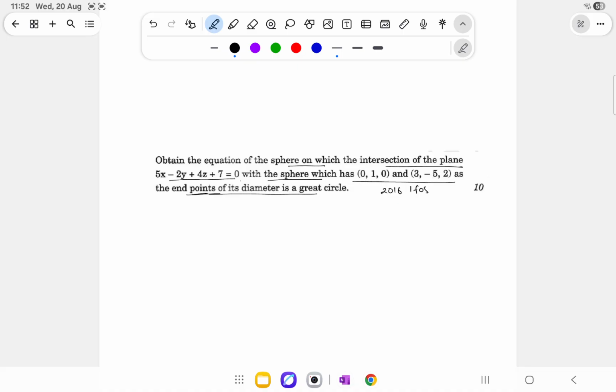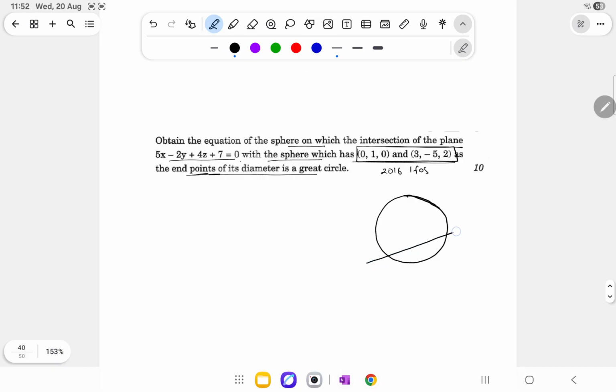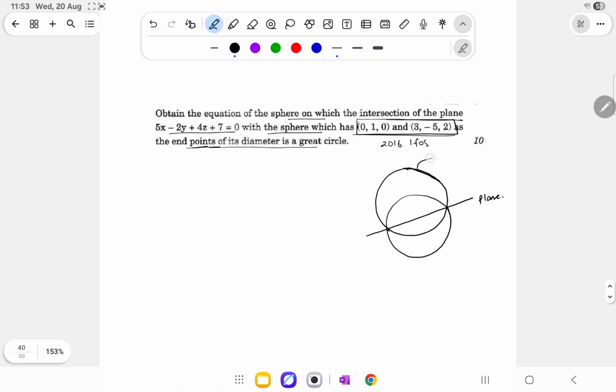So we are given one sphere which has these points as diametrically opposite endpoints. If this is my given sphere and this is the plane, its intersection with the plane is a great circle of the required sphere. The circle formed using this as its diameter is this one. I am supposed to find the equation of this sphere, and I am given the diametrically opposite endpoints of the given sphere.